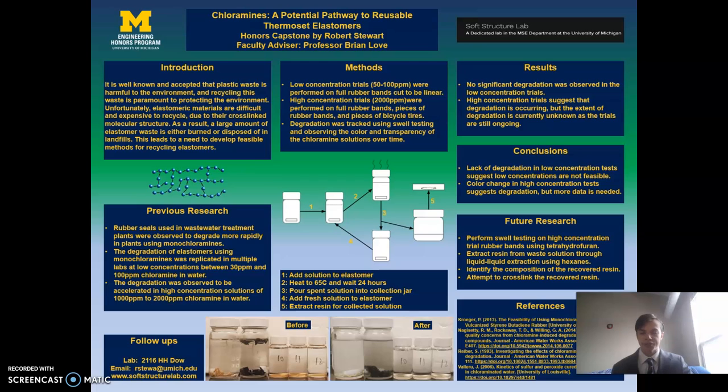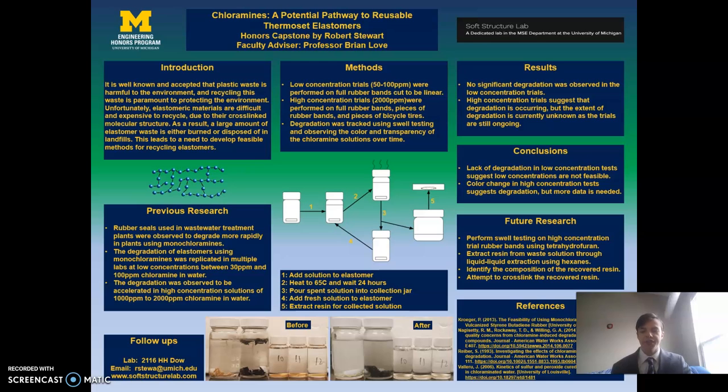Within the last 10 years or so, there's been specific research into this issue, and it was actually found that in some wastewater treatment plants that used monochloramines as a disinfectant, the rubber seals were degraded more rapidly than in plants that weren't using these monochloramines. This degradation was then looked into and replicated in labs using these very low concentrations of solutions that you would find in the wastewater treatment plants.